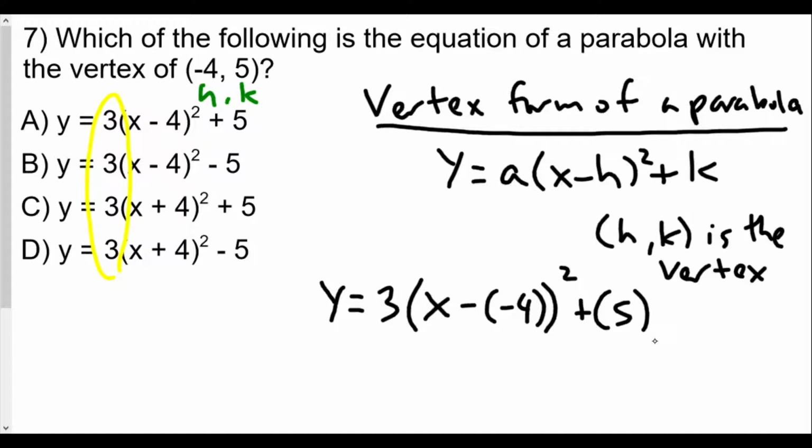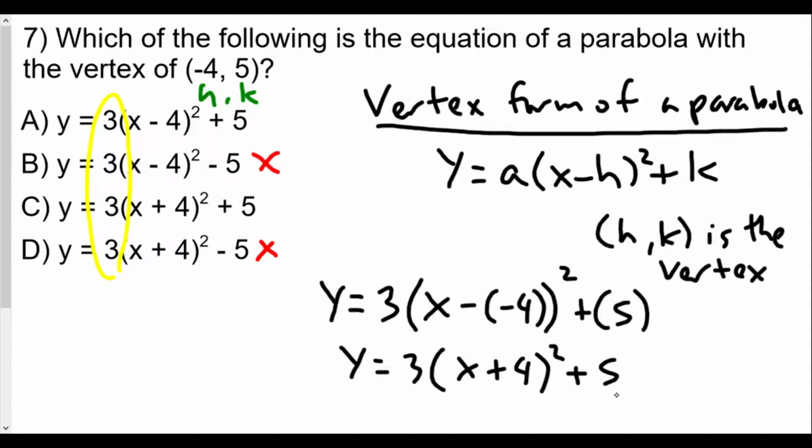So we see here at the very end plus 5. It automatically cannot be this one or this one because those are minus 5s. When we simplify the x minus negative 4, we get y is equal to 3 times x plus 4, because subtracting a negative is the same as adding a positive. And therefore, the one that looks like y equals 3 times x plus 4 squared plus 5 is going to be choice C.